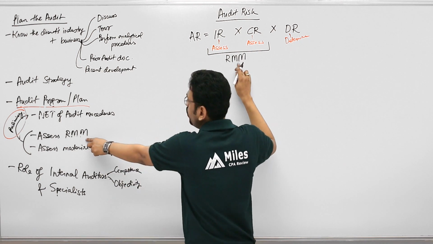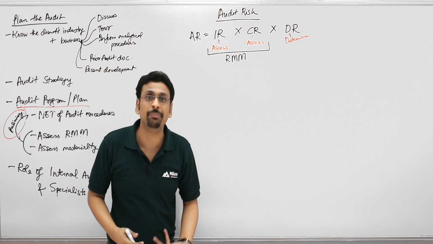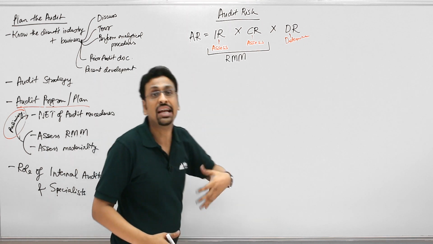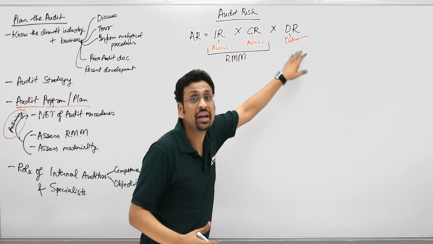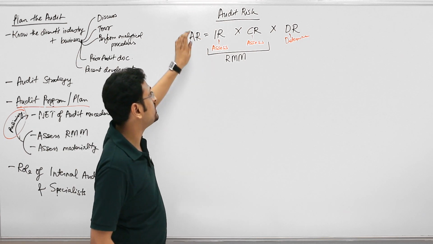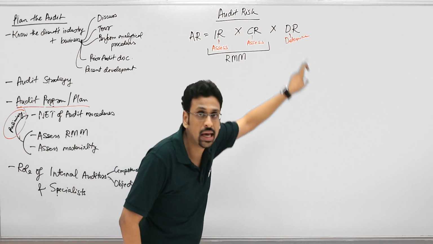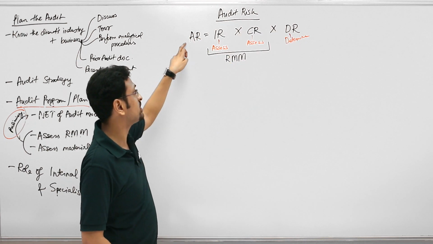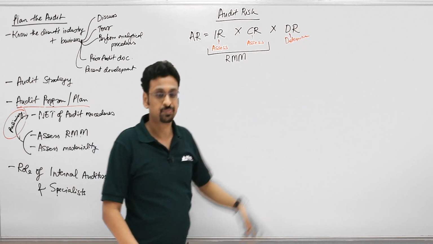This is the RMM that you have here, risk of material misstatement. This is something that we see, we assess. DR is something we determine. So audit risk is IR into CR into DR, or you could say audit risk is RMM into DR.